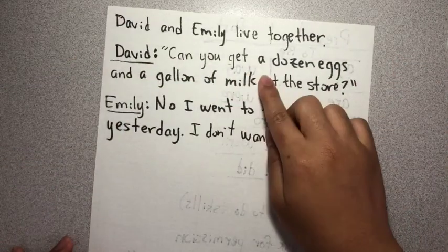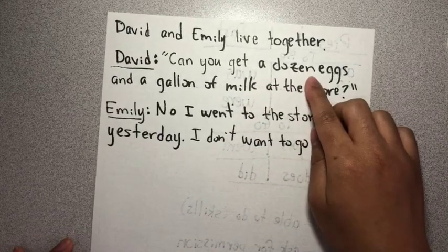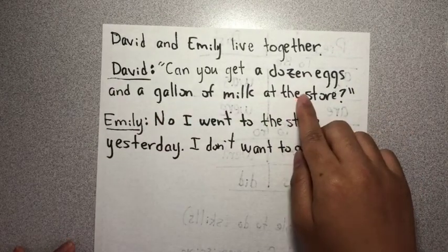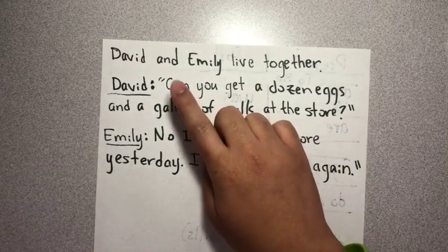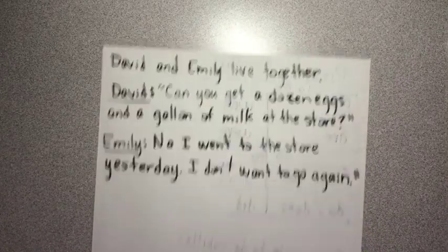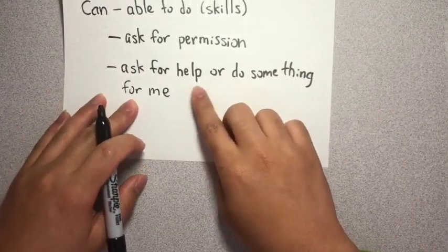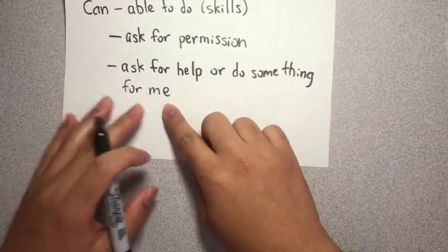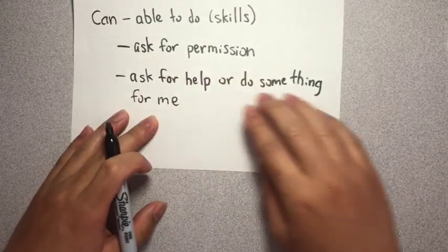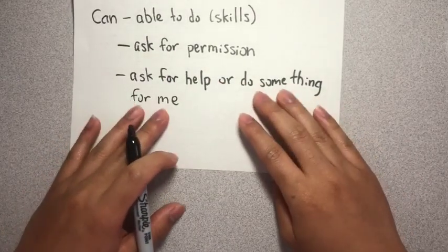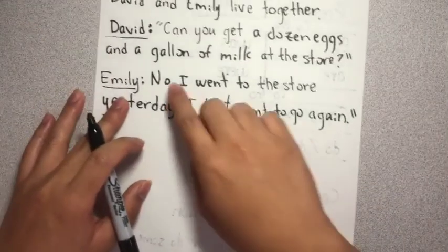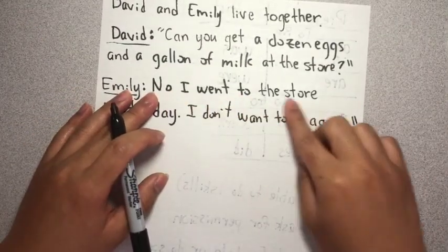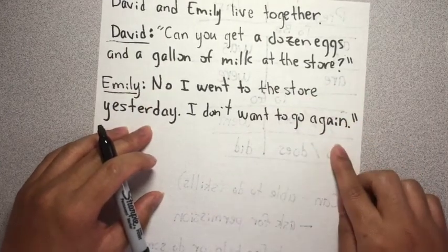So David is asking Emily to go to the store and get a dozen eggs and a gallon of milk. He's using the word can. He's using the word can to ask Emily for help or to do something for him. He's using the word can so Emily can go to the store and buy food for him. But Emily says, no. I went to the store yesterday. I don't want to go again.